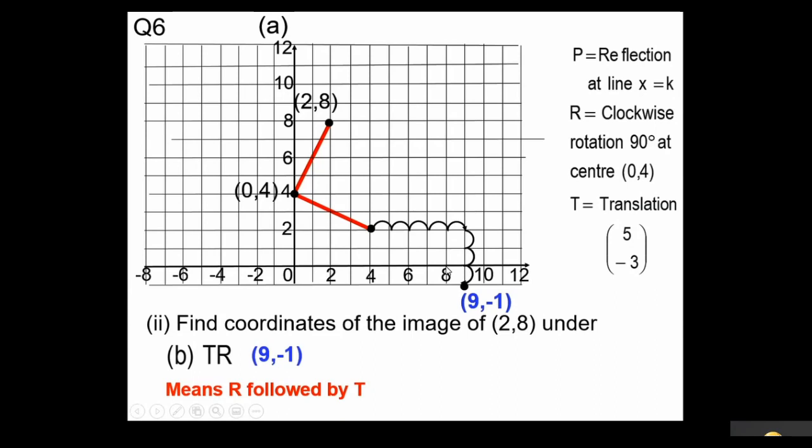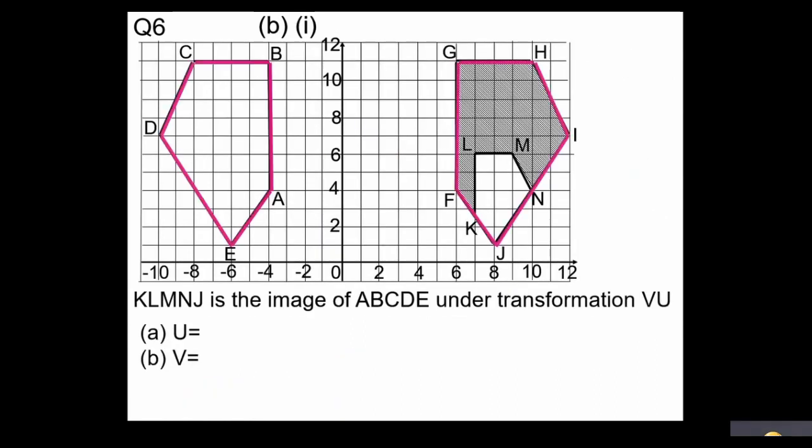I think it's the last part, right? Yes, correct. Last question, last part. K, L, M, and J, here. This one is the image of A, B, C, D, E. It's getting smaller under transformation VU. So U must be from here to here. From here to here, how?